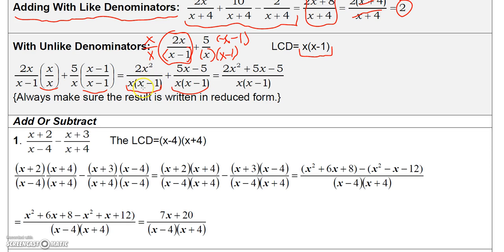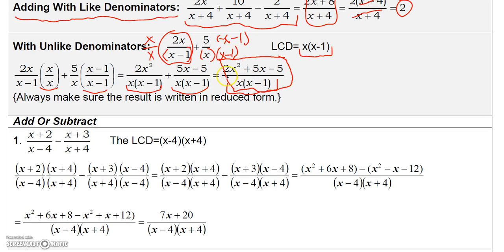So once I get the denominators the same, I can add the two fractions and the denominator won't change, so I'll just carry that denominator over and then I'll combine the numerators. So I have 2x squared plus 5x minus 5 for the numerator. Now, normally I would see if this would factor, but I didn't find any factors of this that would cancel with any factors down here.